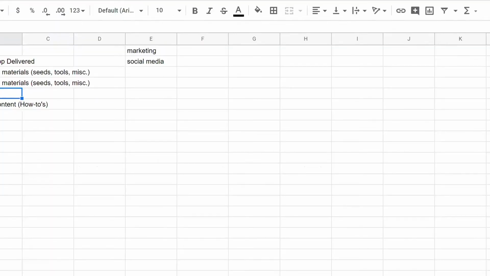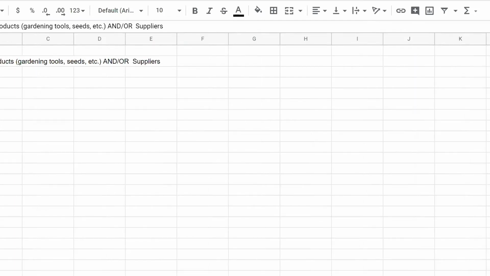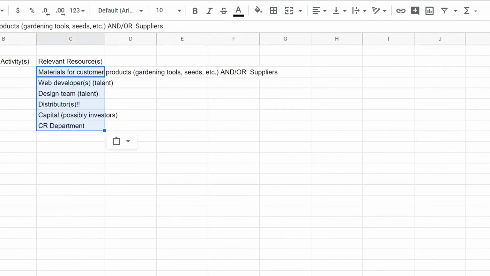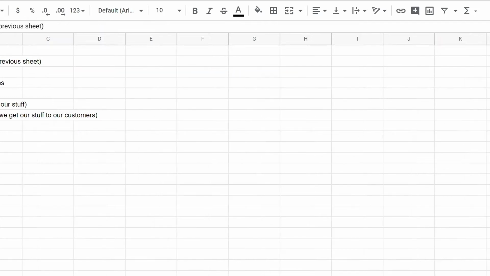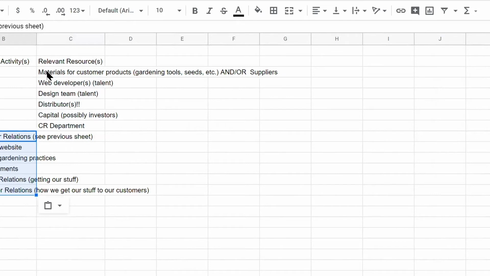Hopping back over to the sheet, we have our key partners. So I'm just going to copy over our resources and activities, just verbatim. We don't have to fill out all of these, but this is what we came up with last week for key resources, and this is what we came up with for key activities.